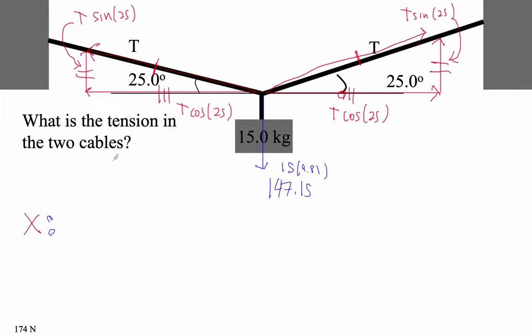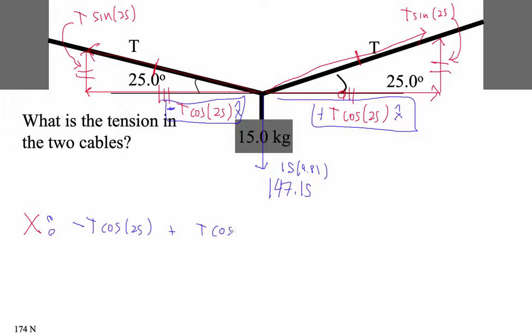All right. So in the x direction, this guy is negative in the x direction, right? This guy's positive in the x direction. So here are our x directions. Minus T cos 25 plus T cos 25, which is not a helpful equation. It's one equation with one unknown, but basically it reduces to 0 equals 0, which is just always true.